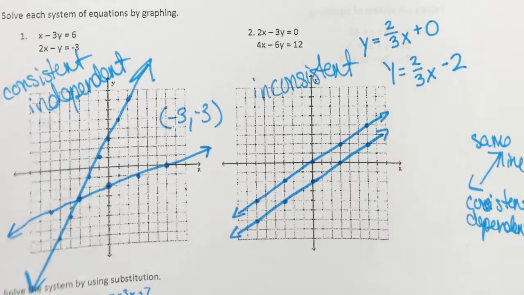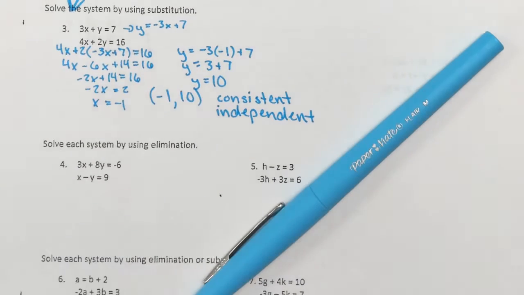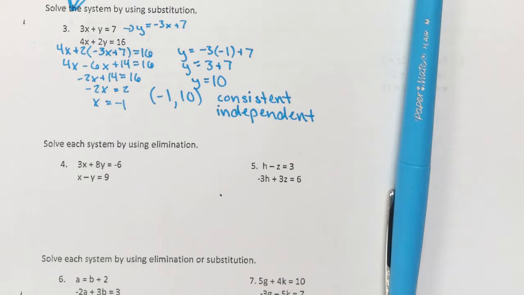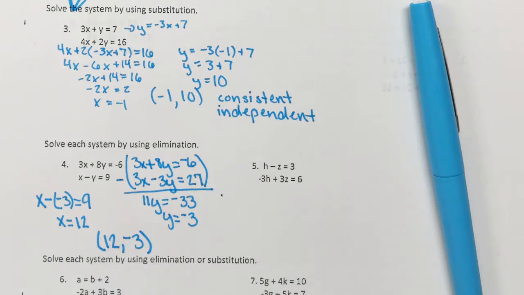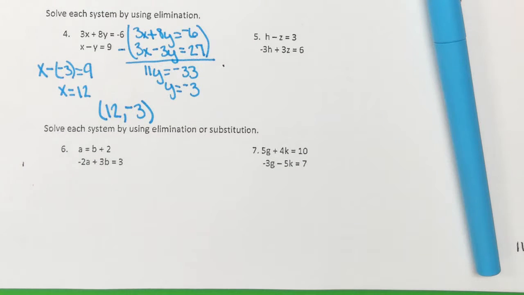All right. Let's check our work on 3. -1, 10. Good to go? Okay. All right. 4 and 5 says you used elimination. All right. There's 4. Should have gotten 12, -3. Are y'all okay on that? All right, Jesse, do you have number 5, buddy? You want to come put it up for us?